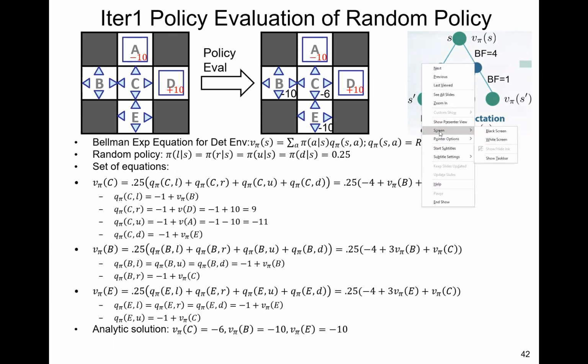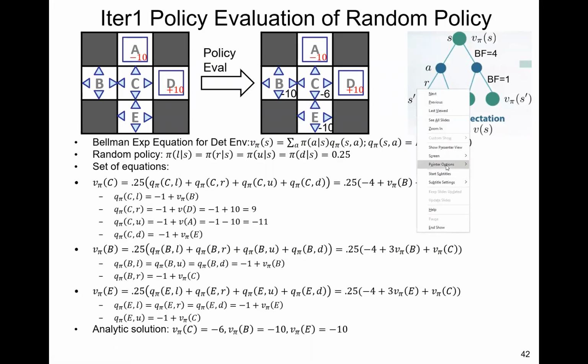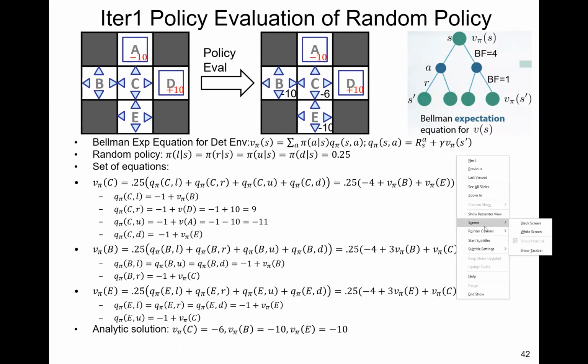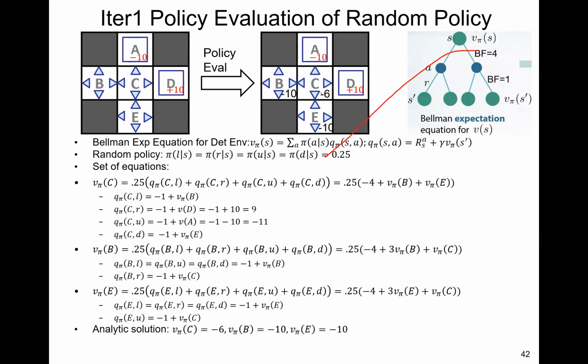The backup diagram has a branching factor of 4 from a state because it has 4 choices, each with a 25% probability of taking one of the 4 actions. So this is a branching factor of 4 corresponding to the 4 actions. And then the environment is deterministic. So the branching factor for the environment is 1.